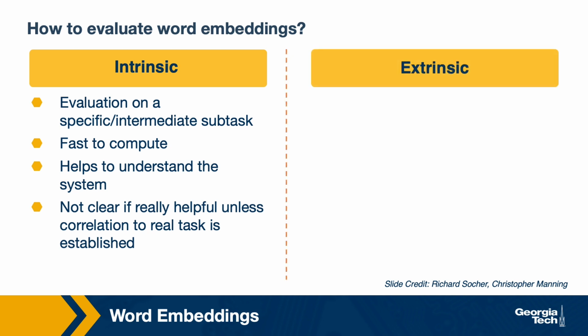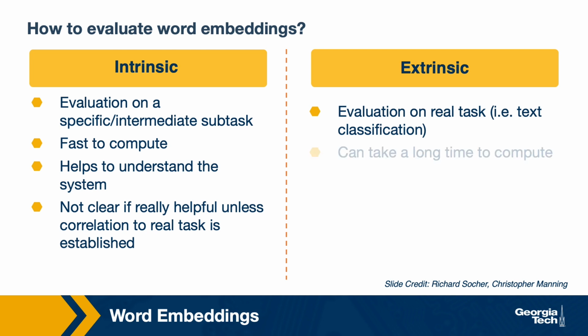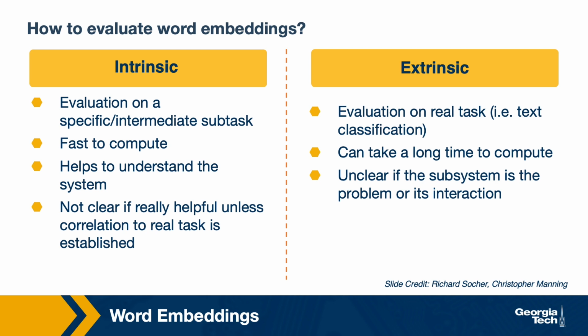And the extrinsic ones are usually evaluated on a real task, so it can take a long time to compute. Another issue is that if the result is not as good, then it's unclear if the problem comes from the word embedding or from the interaction of the word embedding and other systems.